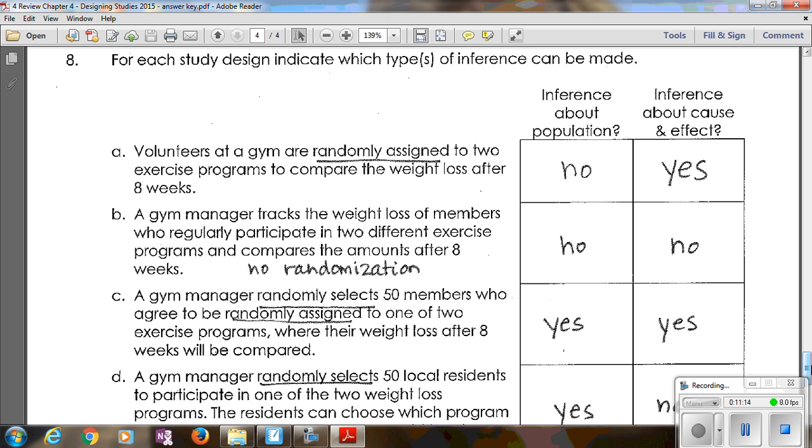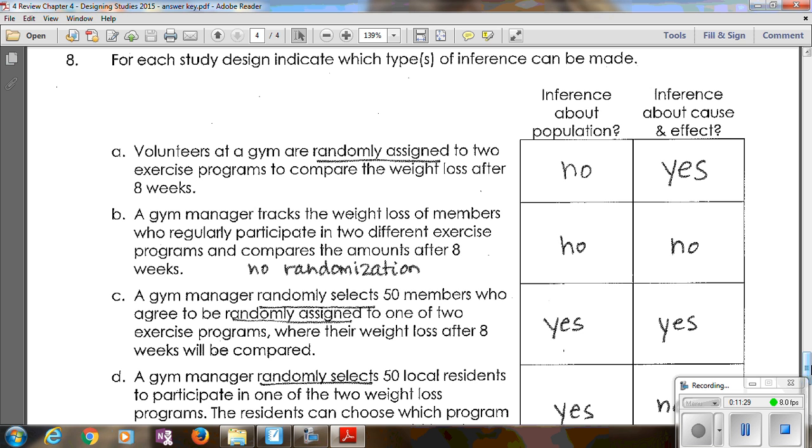When it comes to cause and effect, that means that we're dealing with an experiment, and we have to use random assignment in an experiment. The only other thing to keep in mind with cause and effect is even if you do random assignment in an experiment, but you haven't controlled other variables, then you really don't get cause and effect.